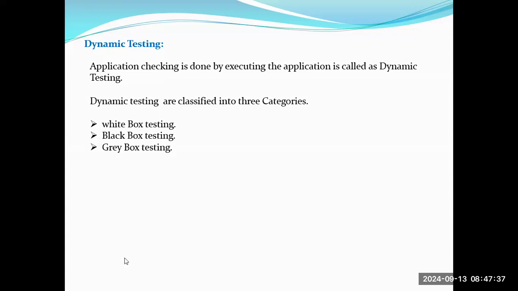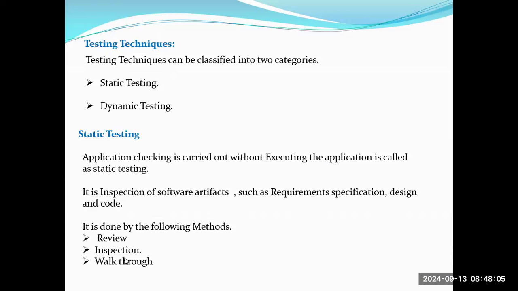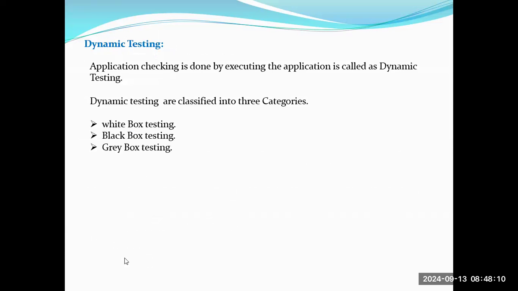How do you verify? With the documents, reviews, inspections, walkthroughs. In real time, there are a lot of meetings. It's not like only the development team will discuss, or only the testing team will discuss. Everyone will discuss. That is one of the most important things, guys. So static means without executing the application. Dynamic testing is nothing but testing with executing.